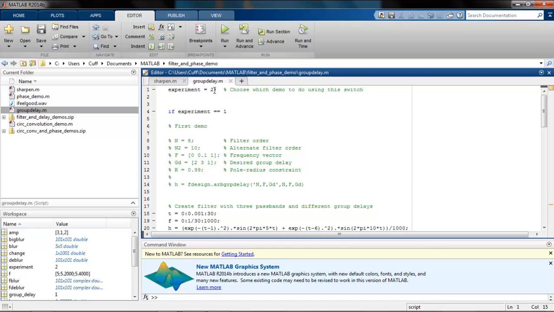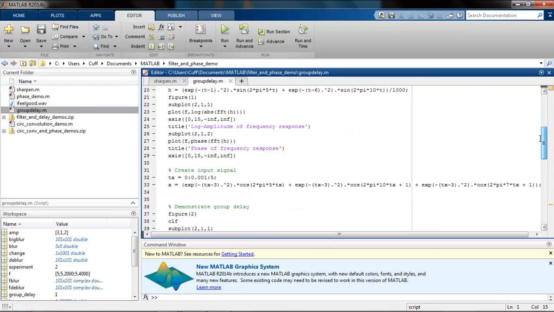Now, I'm going to contrast group delay and phase delay here. Phase delay just means adding a phase into your signal. So a filter can certainly change the phase of certain frequencies. So we'll go to experiment 2, and I'll start with changing the phase.